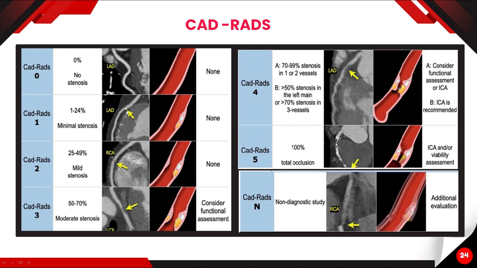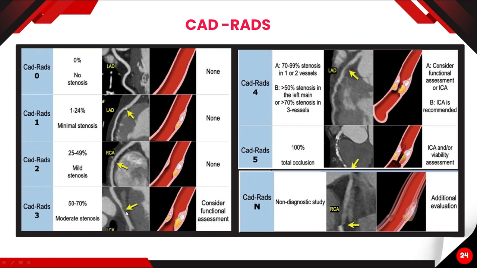The plaque causing minimal stenosis of less than 24% is called minimal non-obstructive coronary artery disease. It is categorized under CAD-RADS 1. When the plaque causes stenosis of 25 to 49%, causing mild stenosis, then it is interpreted as mild non-obstructive coronary artery disease. It is categorized as CAD-RADS 2.